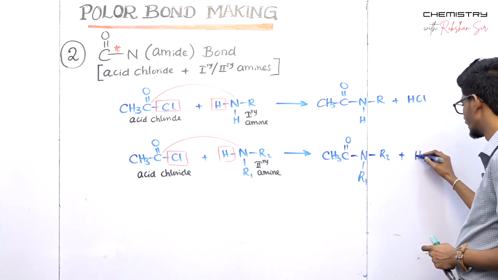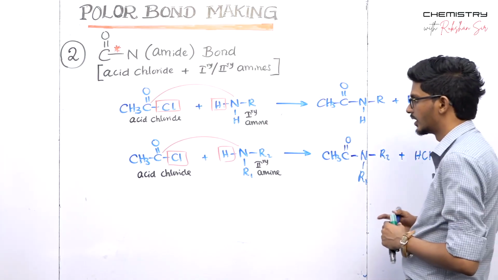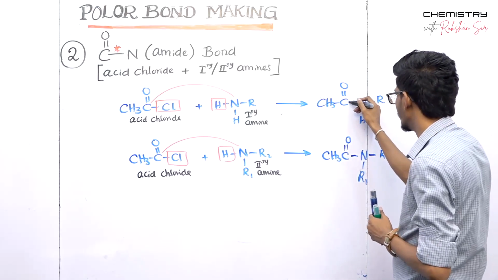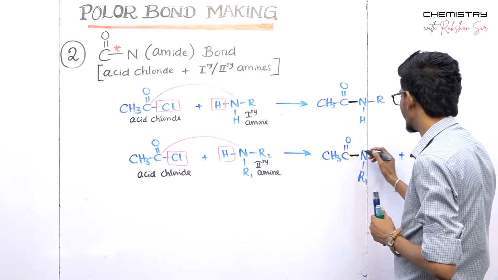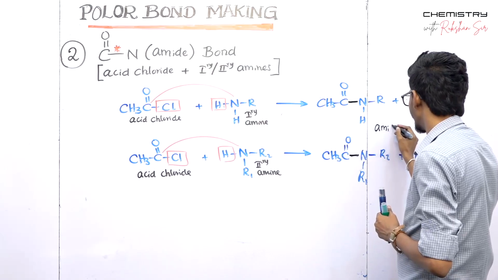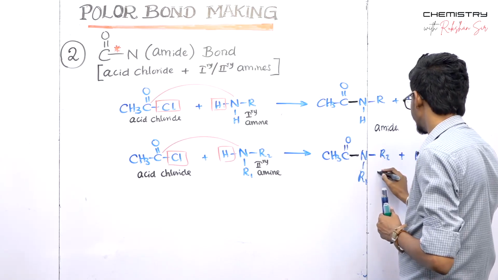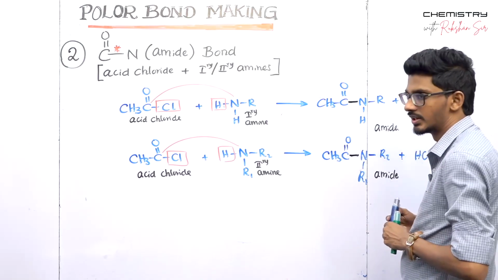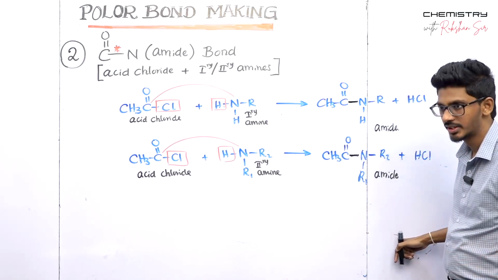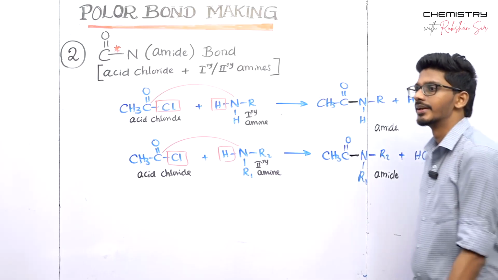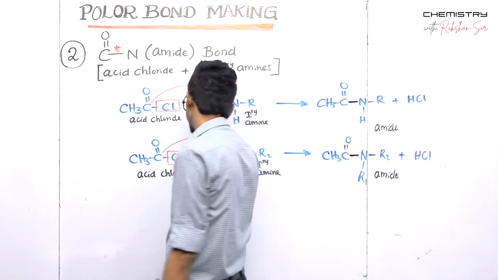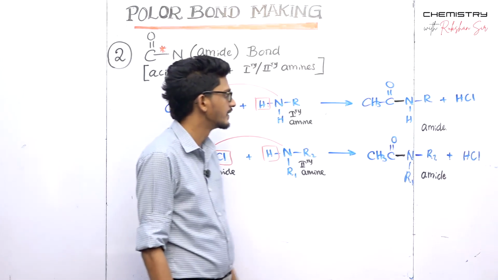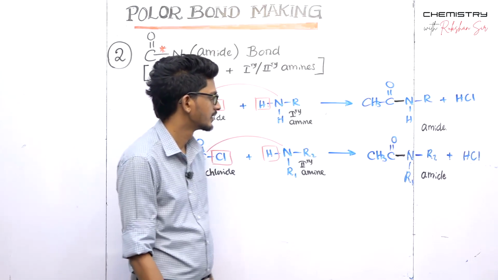Leaving this small HCl molecule. So these are referred to as amides. This is the amide bond, and these are referred to as amides. This is how we are supposed to produce the amide bond. This is the theory, the theory behind the situation.